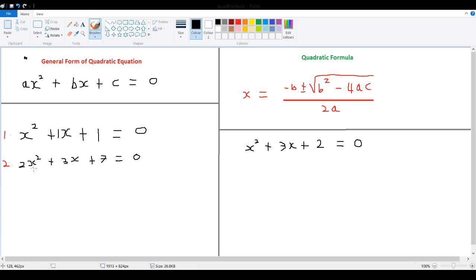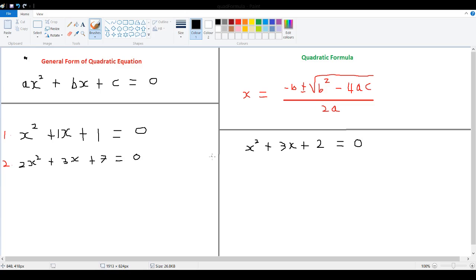Now for number 2, we have 2x squared plus 3x plus 7 is equal to 0. So in this case a is 2, b is 3, and c is 7. So don't be frightened by the a, b, and c. They're just different numbers, and they may be different depending on which equation. You can change them around however you like. So just remember this general form, and that will help you with the formula.